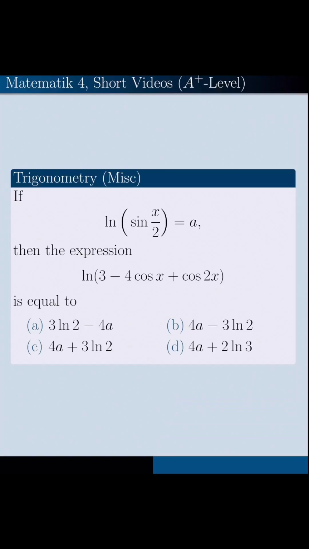Hello, in this short video we are going to investigate the following A+ level problem on the topic of trigonometry. If ln of sine x over 2 equals a, then the expression ln of 3 minus 4 cosine x plus cosine 2x is equal to. Pause the video at this point and give it a try to see which one of the following options is the correct answer to the problem.